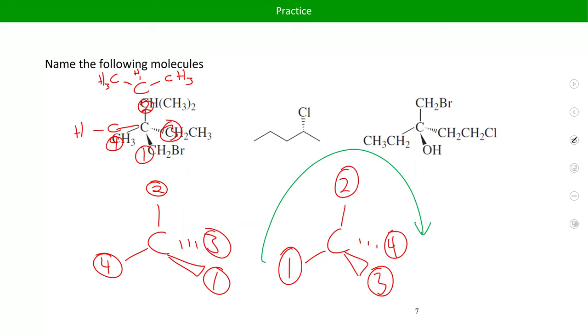So if I pass it through an R material, it might rotate this way. If I pass it through an S material, it might rotate the other way. However, R and S doesn't tell you which direction it's going to be. Just because we count it clockwise doesn't mean it rotates light clockwise. Counting clockwise with our priority is an abstraction that allows us to classify things. It's not actually the physical molecule itself that has anything to do with that.